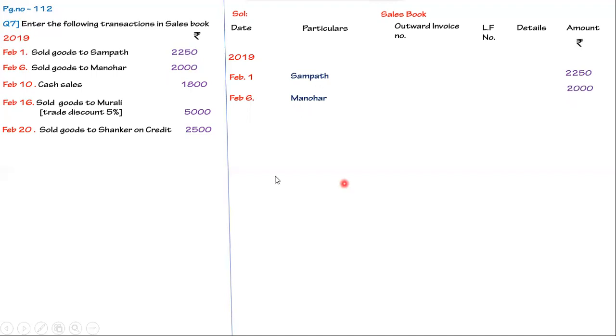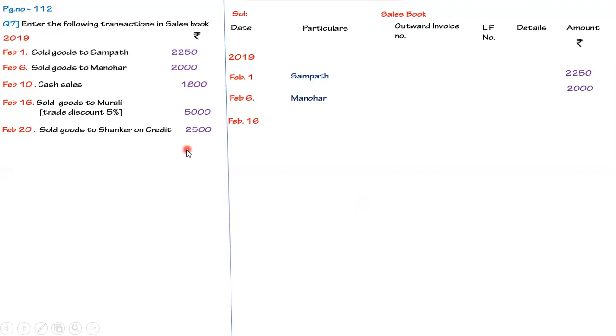The next transaction is on February 10, cash sales 1800 rupees. It is a cash transaction. While recording purchases book, we have not recorded cash transactions. Similarly, while preparing sales book, we are not going to record cash transactions. As it is a cash transaction, we'll be writing a note for it, that transaction dated February 10 is a cash transaction and is hence not recorded in sales book.